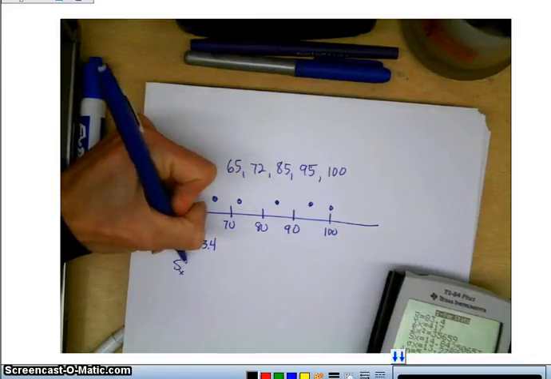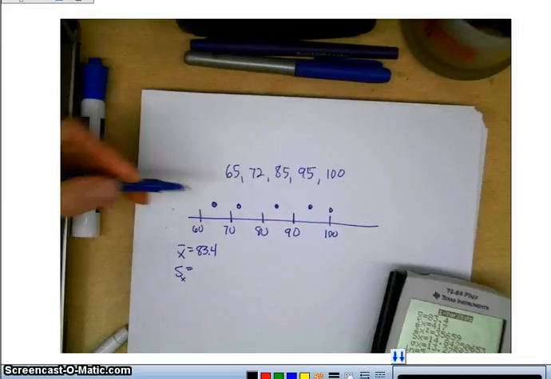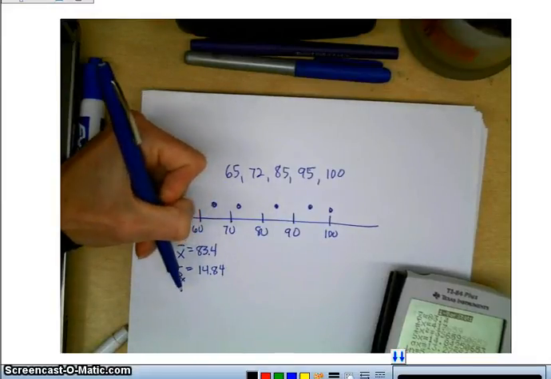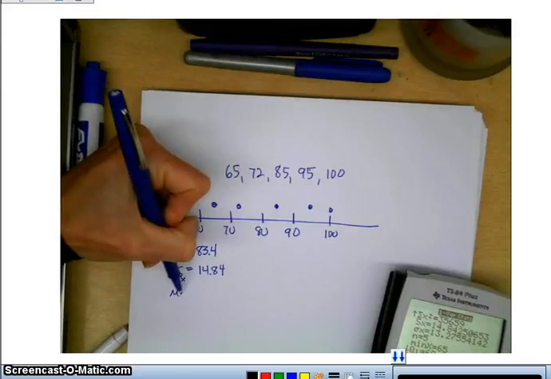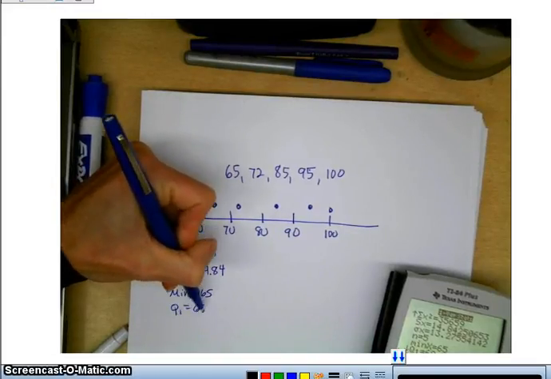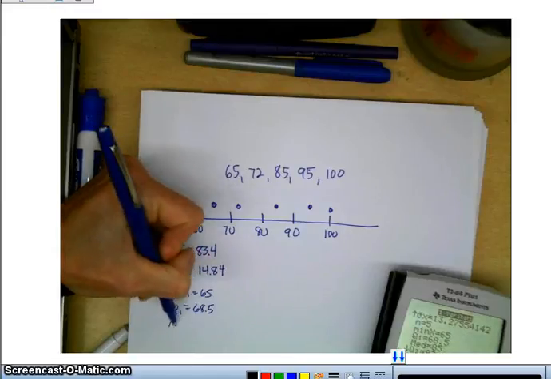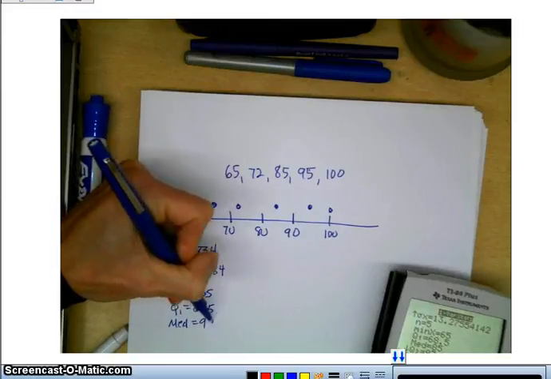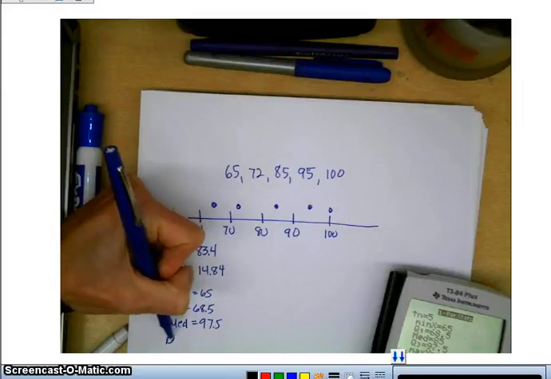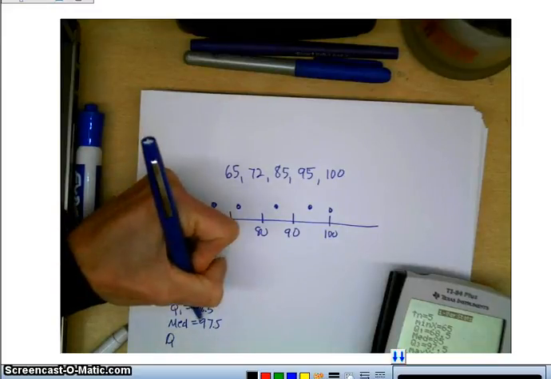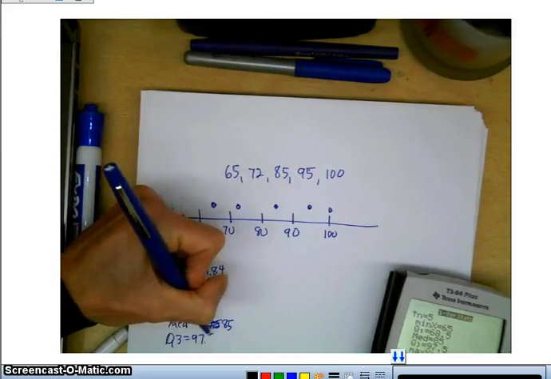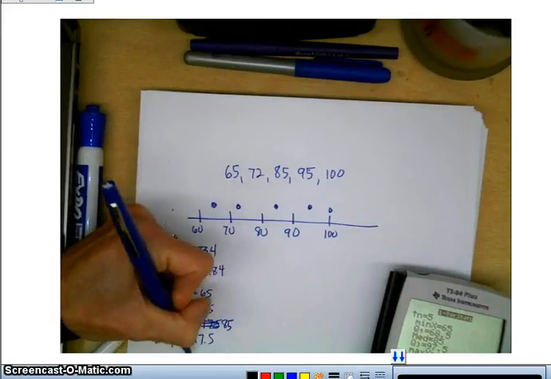My standard deviation for this data is 14.84. And my minimum, 65, Q1, 68.5. My median is 97.5. My Q3, well, that was wrong. The median should be 85. Q3 is 97.5, and my maximum is 100.